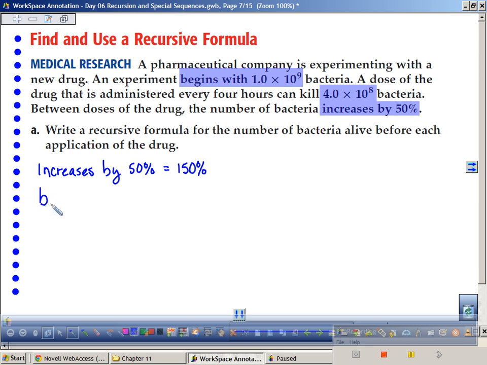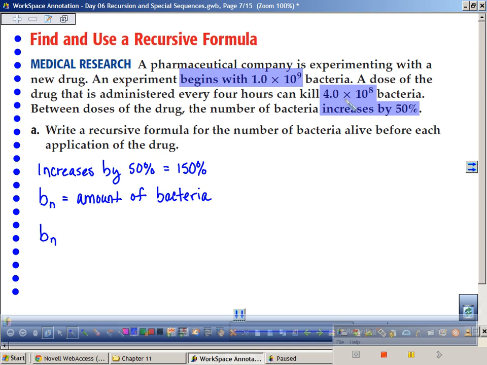So, let's make B to the N, the amount of bacteria. You guys ready for this? So this is saying that there's something that's been administered every 4 hours, and when it administers, it kills off a certain amount of bacteria, right? So I take this certain amount of bacteria, and how would I kill off that much?